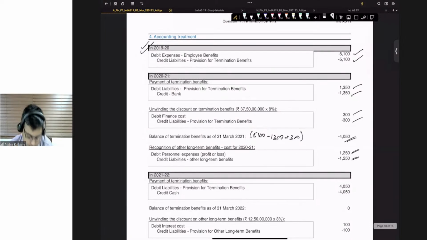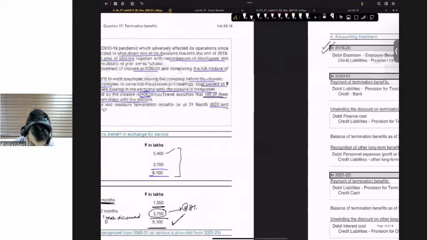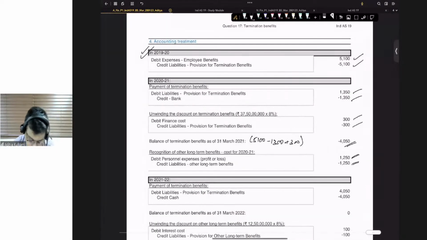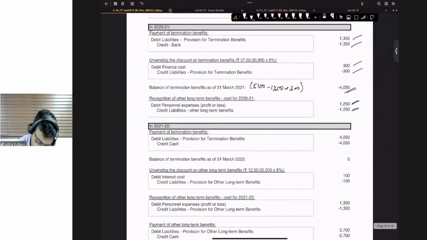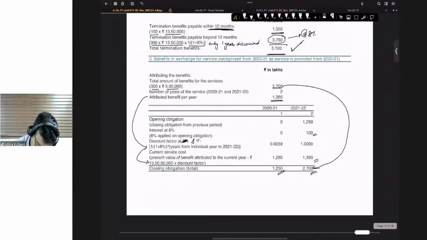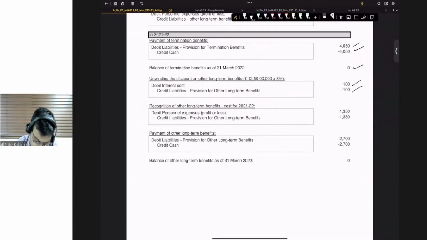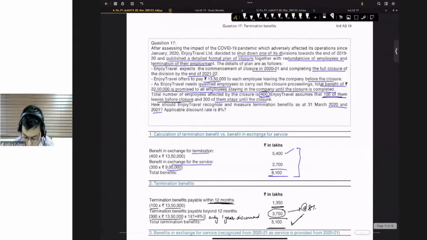Okay. Then other long-term benefits cost for 2021. I should recognize 1,250. So I have recognized 1,250. 21-22, you will pay this off in cash. So that is done. Balance of termination benefit is 0. Unwind this 100 and pay off this 1,350, 2,700. Okay. So 100. Recognition of other long-term benefits 1,350 and pay off the other long-term benefits 2,700. So you have paid off all the long-term benefits and balance at the end is 0. Is it okay? Have you understood this?